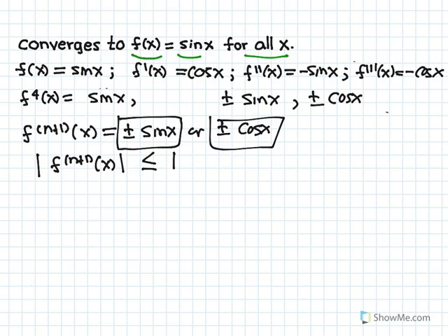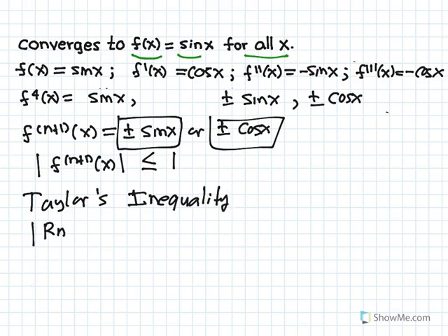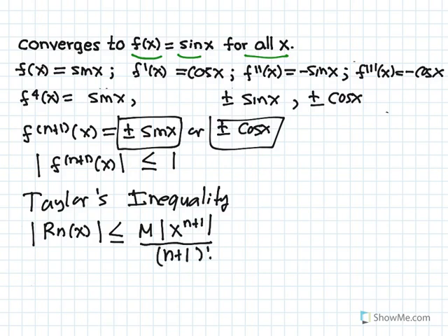So let's apply Taylor's inequality. Absolute value of Rn of x is less than or equal to capital M times absolute value of x to the power of n plus 1 divided by n plus 1 factorial. Now, we showed that M is less than or equal to 1. So we just get absolute value of x to the power of n plus 1 divided by n plus 1 factorial.